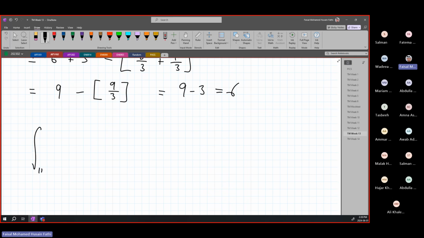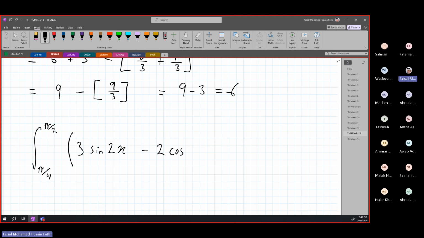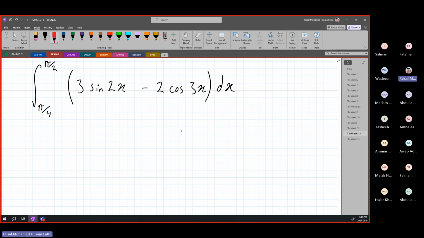So the integration from pi over 4 to pi over 2, all right? Of 3 sine 2x minus 2 cosine 3x dx, okay? So obviously, the integration of this is very easy. You guys already know how to do it. We're going to separate and do them each by themselves. But one thing before we start.